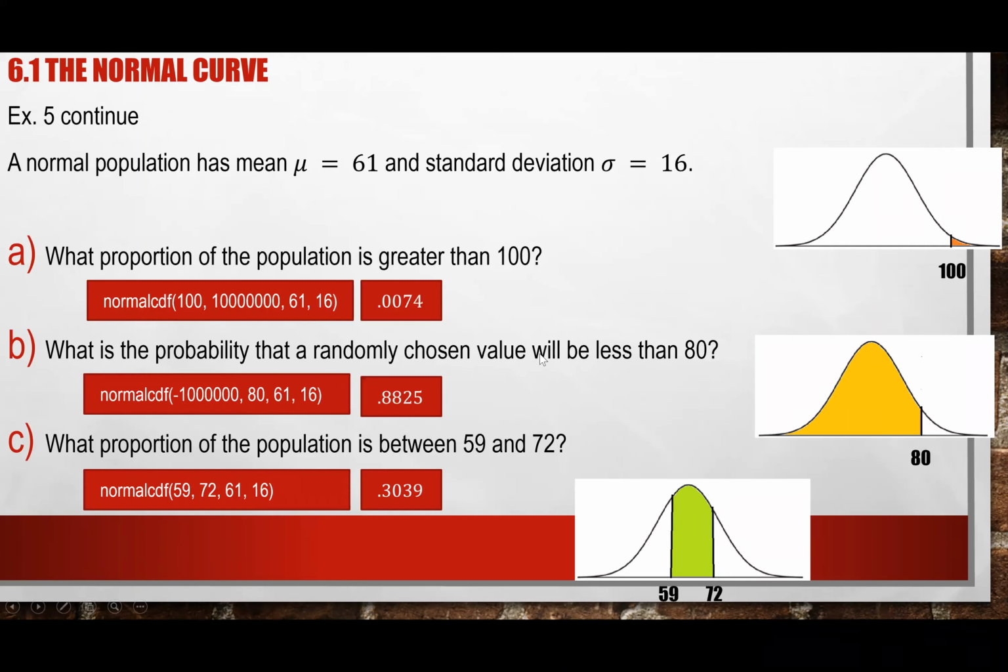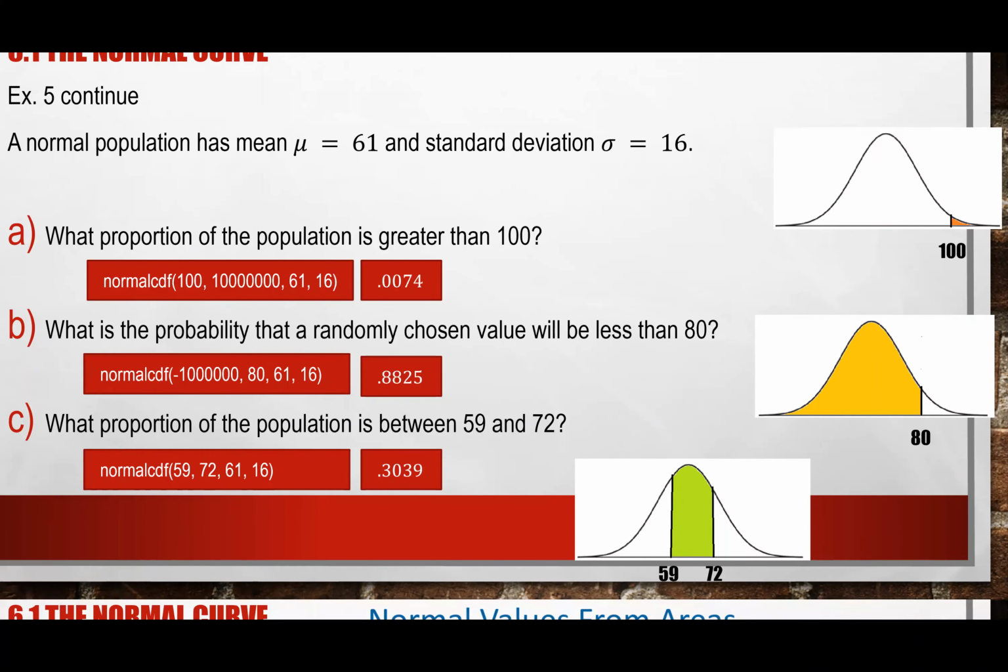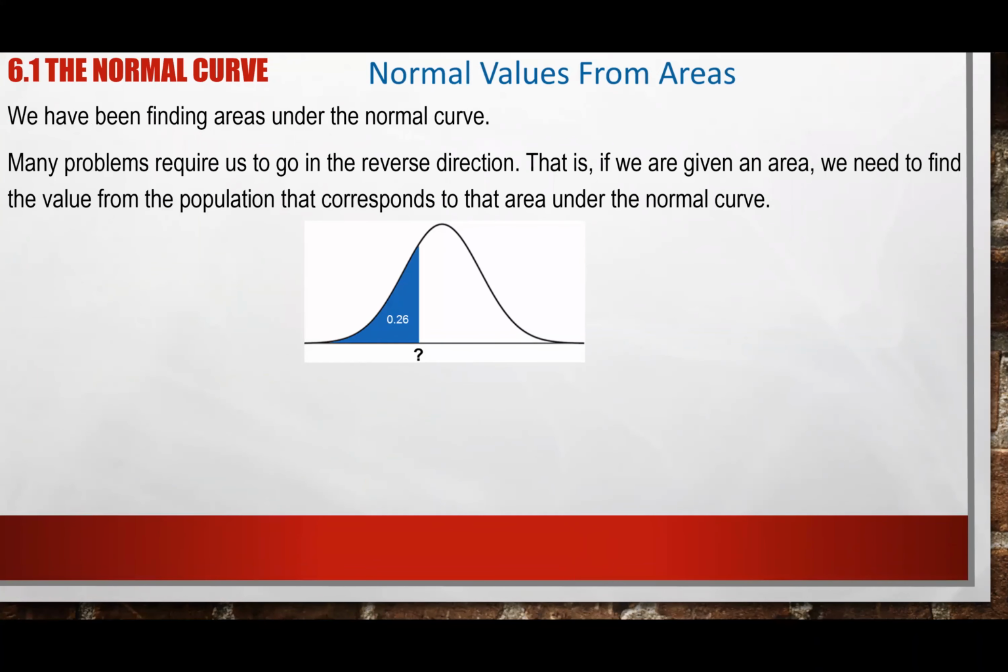Okay. Well, not quite. If you don't have questions with this, let's take a look at the second thing that we have in chapter 6.1. What happens if they reverse the script? Instead of finding the area underneath the curve, they give you the area and ask you to give them the z-score. What happens if they reverse the direction?